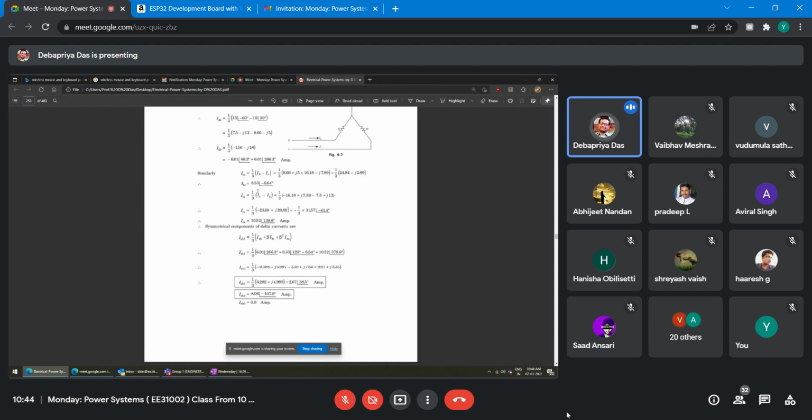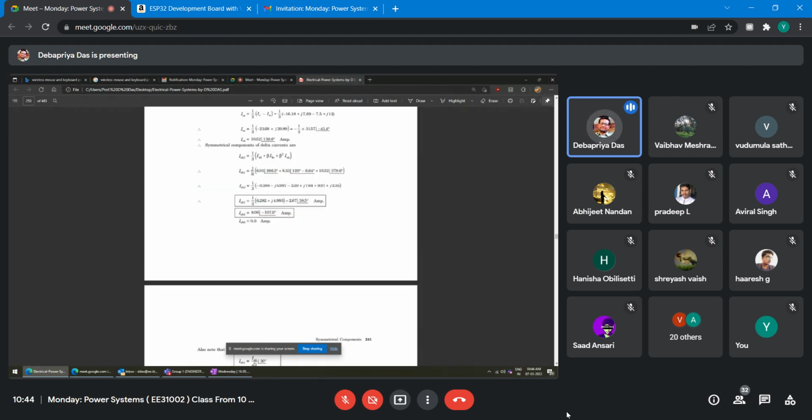So this is your IBC, this value 8.33 angle, this one. Similarly IC is 1/3 (IC minus IA). So this much. Now the same philosophy will apply. IAB1 is 1/3 (IAB plus beta IBC plus beta square ICA). So you will get IAB1, the positive sequence component of the phase current in delta, right? And similarly you will get IAB2 like this, and IAB0 also like this, right?